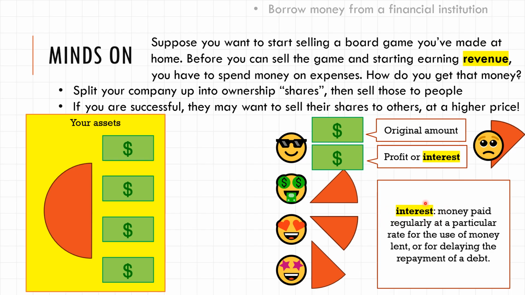Another way to look at interest is when you're borrowing money from a financial institution. So you might borrow money from a bank or a credit union, and then you have to pay that money back, and you may also have to pay a little bit of extra money to give them a little bit of profit for lending you money in the first place. Let's explore this idea of interest a little bit more.